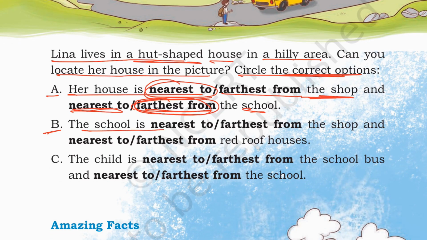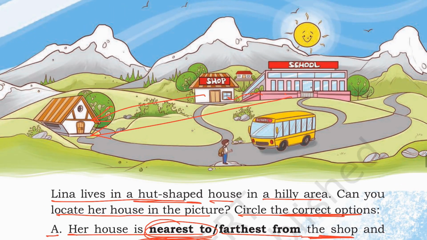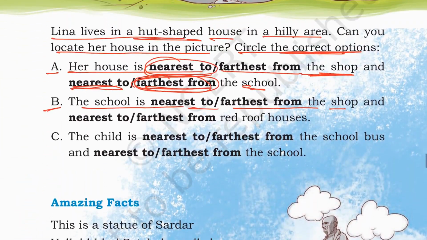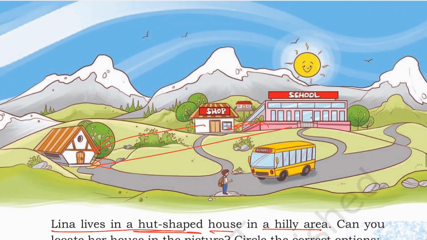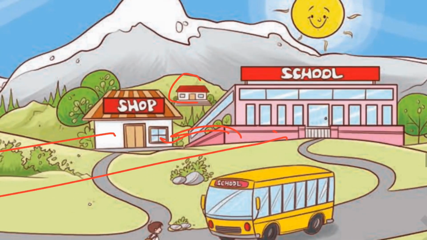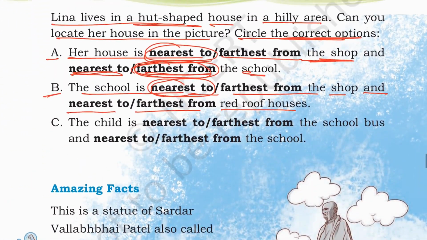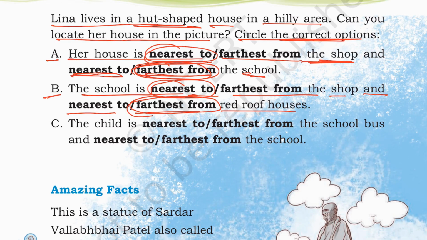B. The school is nearest to or farthest from the shop. The school is just near the shop. Then you have to circle nearest to. Nearest to or farthest from the red roof houses. Red roof house, that is this one, farthest from that house.